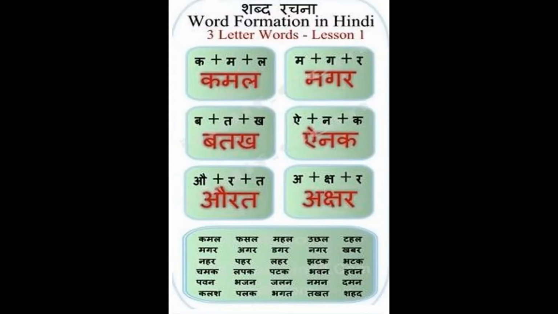Then three letter words like kamal, magar, batak, anak, aurat, akshar. In the same manner, you try reading three letter words which don't have any matras, only with the swar and some vyanjan that we have learned. We made some words, right?